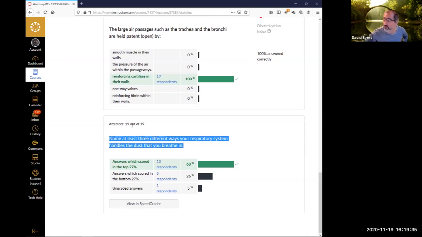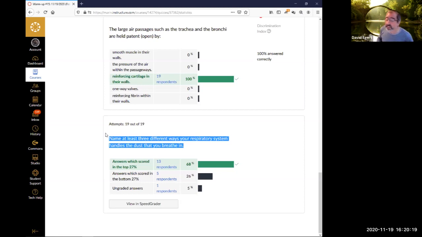Name at least 3 different ways your respiratory system handles the dust you breathe in. So for this one, there's lots of different ways. When I was grading this, if somebody gave me cilia and mucus as 2 different things, I didn't really count those as 2 different things, because those are 2 different aspects of the same mechanism, right? The mucus kind of catches the dust and the cilia sweep it to the back of the throat. I wanted things that were different. There's the nose hairs, the vibrissae, which is one thing, or the mucus and the cilia working together.